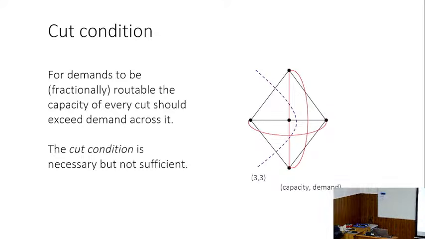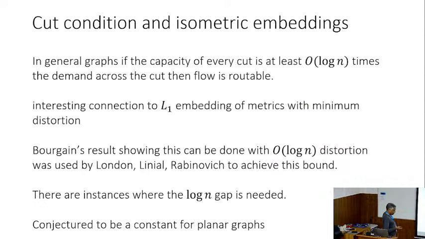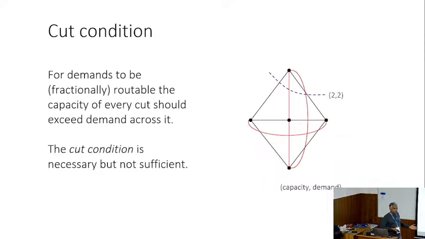The demand is 3 because this demand is separated, this demand is separated, and so is this demand. Okay? But this demand, which has both its endpoints on the same side of the cut, is not separated. Right? Same for this cut, same for any cut in this graph. However, you cannot send this flow in this, right? So the cut condition is met, but these demands cannot be routed in this graph.